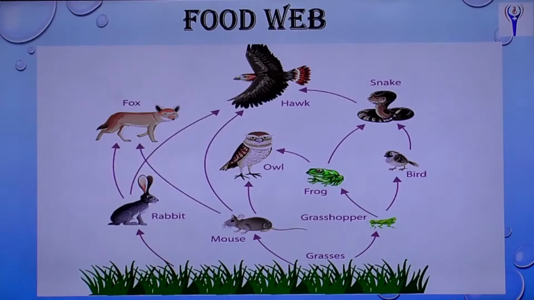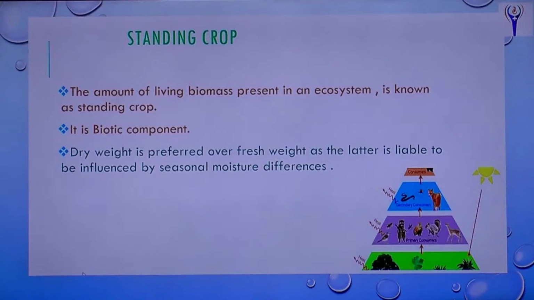And the next is the standing crop. Standing crop means the amount of living biomass present in an ecosystem, and it is also a biotic component. Dry weight is preferred over fresh weight as the latter is liable to be influenced by seasonal moisture differences.